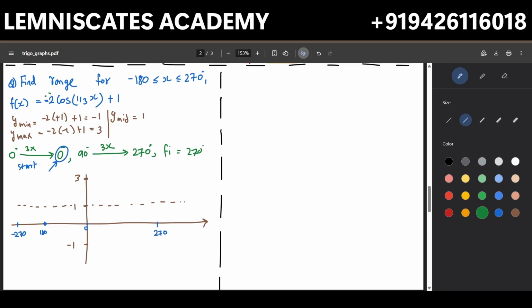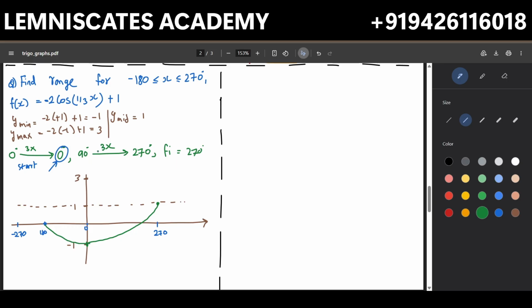Because the cos is having a negative coefficient, I'll start from the minimum value at 0 degrees. And then at 270, it will be at the middle value. And at 180, it will be 0. So something like this, the graph is going to look like for this.